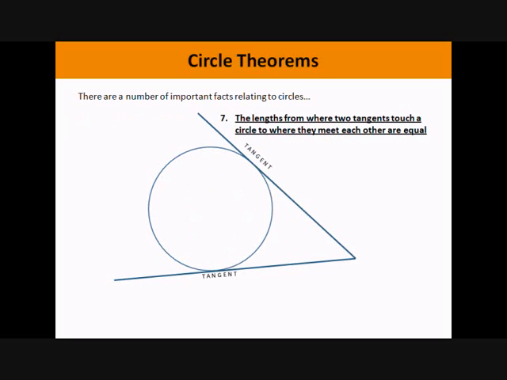Number 7. The lengths from where 2 tangents touch a circle to where they meet each other are equal. So you've got 2 tangents to the circle meeting up at some point outside the circle, and the 2 red lines there are the same length. That's all that's saying.